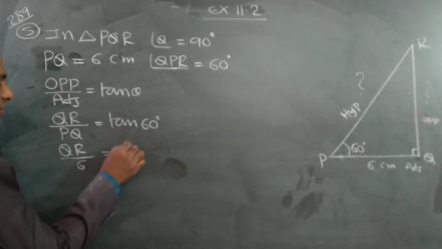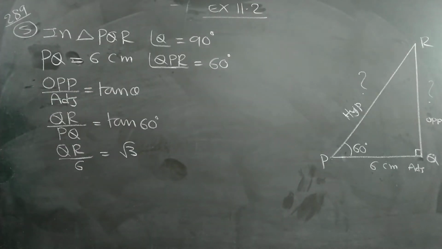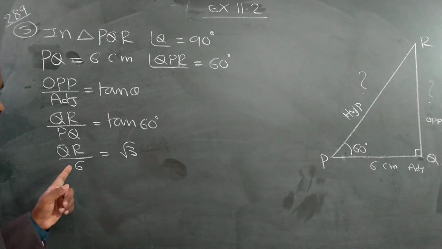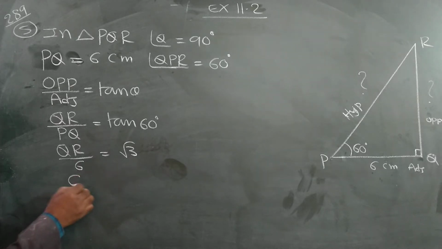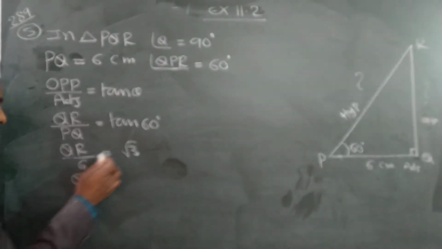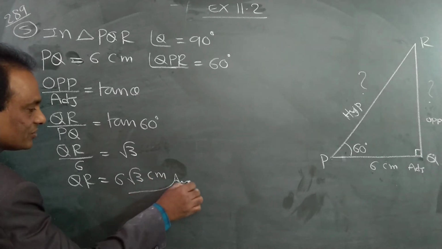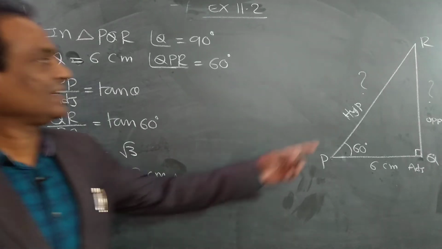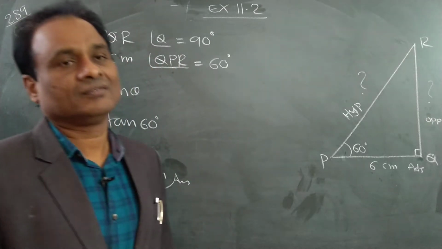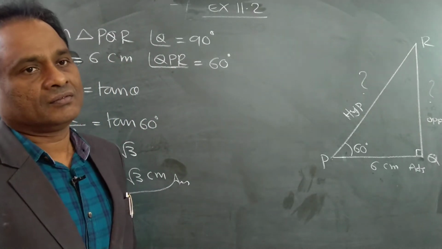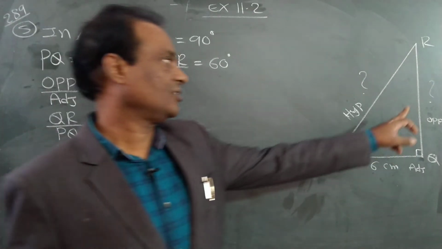Tan 60 is root 3, tan 60 value. Take this to the right side. QR is equal to 6 into root 3, 6 root 3 centimeters, answer. We got this side.